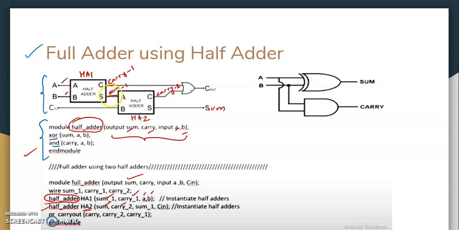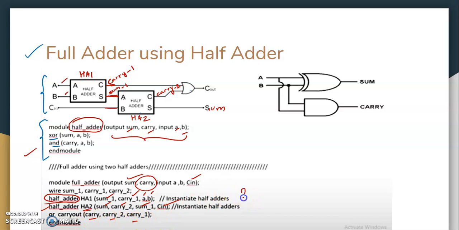Instead of A, B, I get sum1, comma, carry in. Correct? So I write sum1. And what is the carry in? CN. Okay. And finally, I have one more thing, that is the OR gate. The inputs to the OR gate are carry1, carry2, and the output should be carry. So I write carry, comma, carry2, comma, carry1. It doesn't matter which order carry1 and carry2 come, because it is an OR gate.